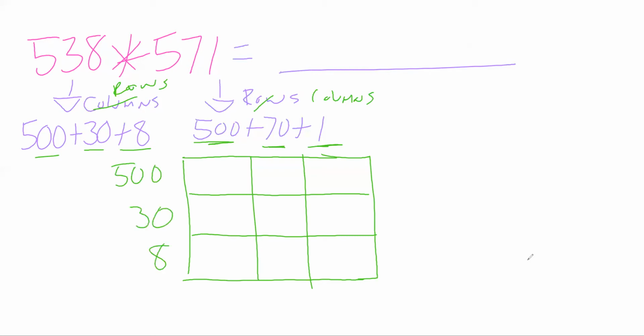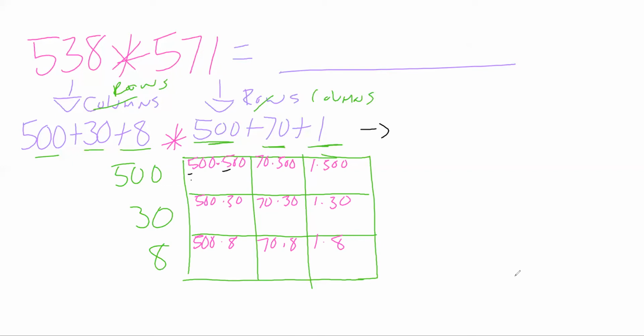Okay, so we've labeled our rows and our columns, so now let's multiply. I have 500 times 500, 70 times 500, and 1 times 500. I have 500 times 30, 70 times 30, and 1 times 30. And here I have 500 times 8, 70 times 8, and 1 times 8. Let's solve each one of these out, and then we will be adding all of these. Notice this time I'm going to have 9 numbers to add up. That's why I put all this space over here, because I know I don't have to line up all these problems for the addition as that last step.